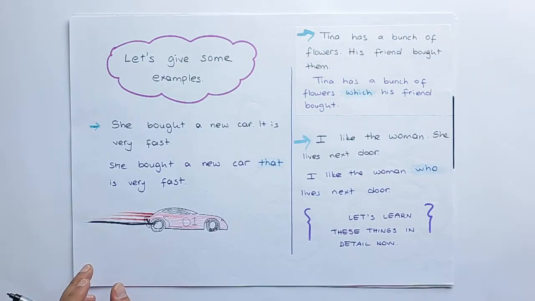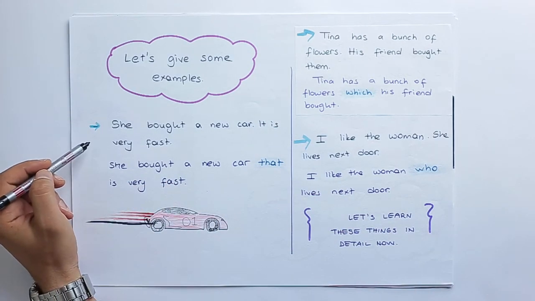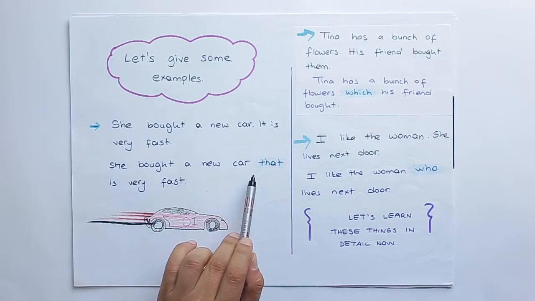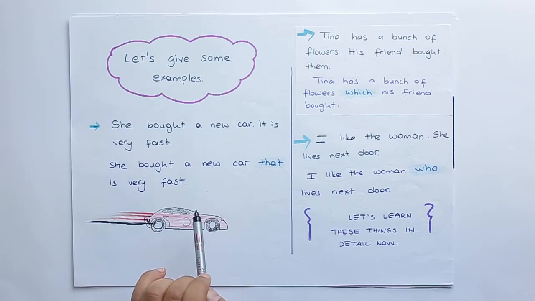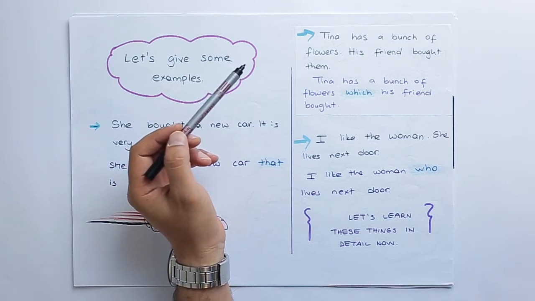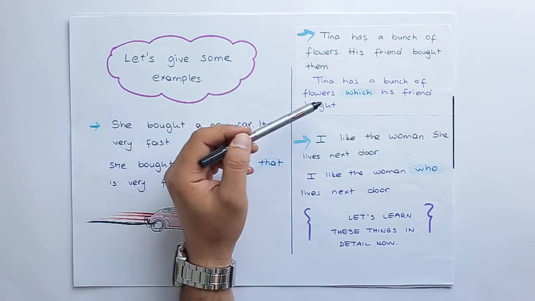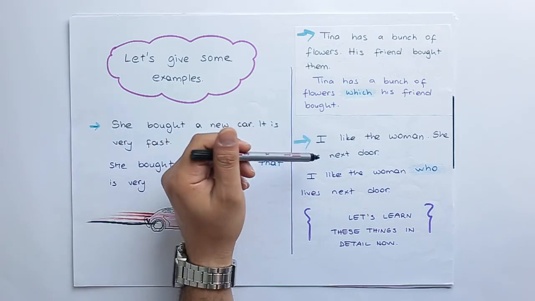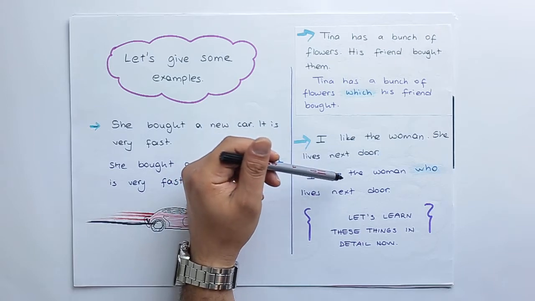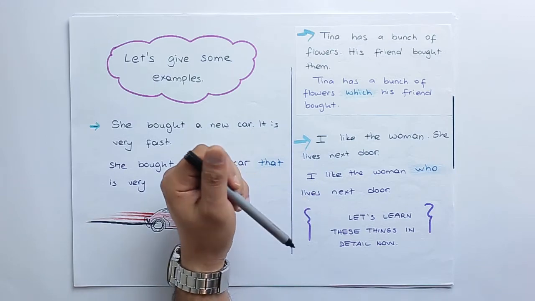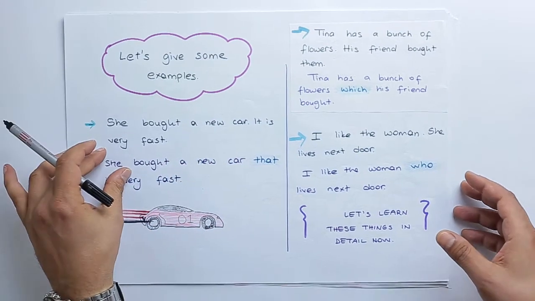Yes, let's give some examples. She bought a new car, it is very fast. We are now gonna join two sentences. She bought a new car that is very fast. Or, Tina has a bunch of flowers. His friend bought them. Tina has a bunch of flowers which his friend bought. Or, I like the woman, she lives next door. I like the woman who lives next door. Let's learn these things in detail now. Now, the detail part is coming.